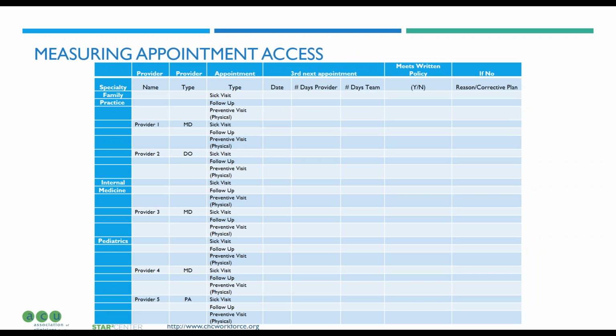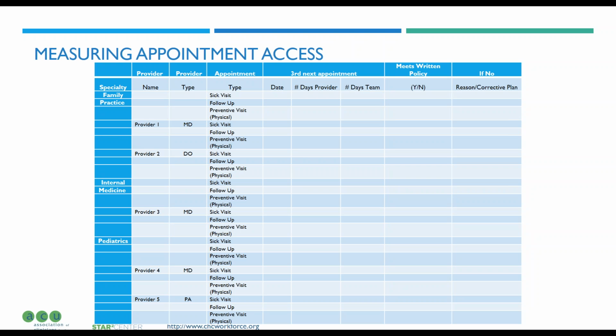So under third next available appointment, there's a spot for the date so that you can just put the date in, and later on you can do the calculations if you want to. And then you would calculate how many days from, and you need to write in the date that you're doing this measure as well, but how many days was that for a provider? How many days was it for their care team or their whole specialty? And then the column of whether it meets your written policy or not. So those are the guidelines we discussed in the prior slide.